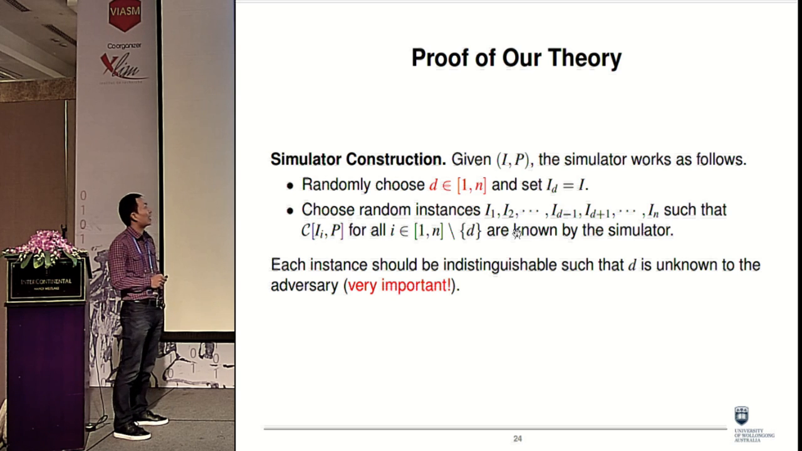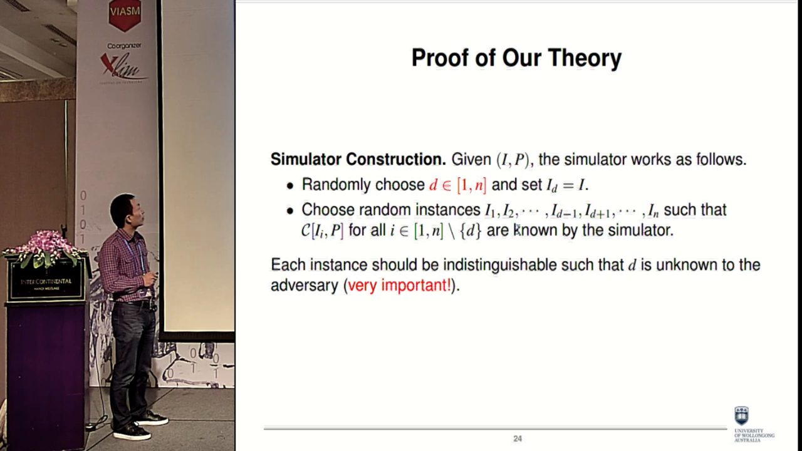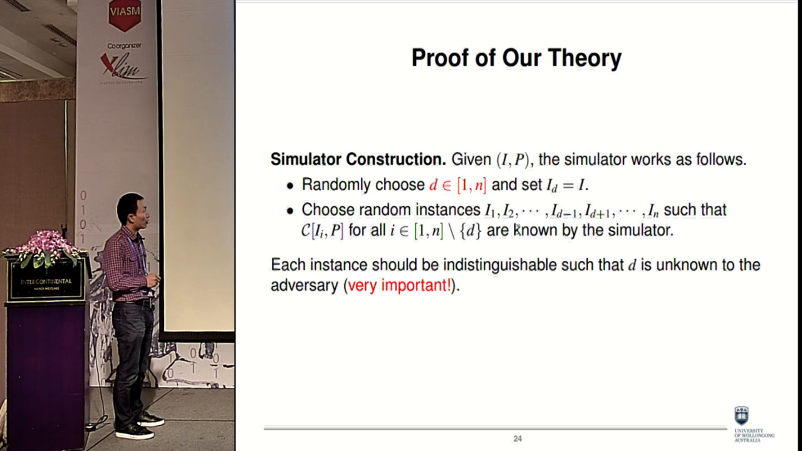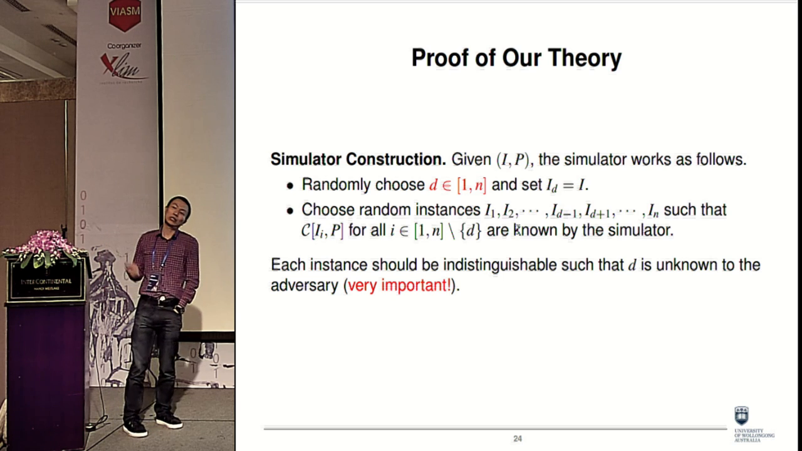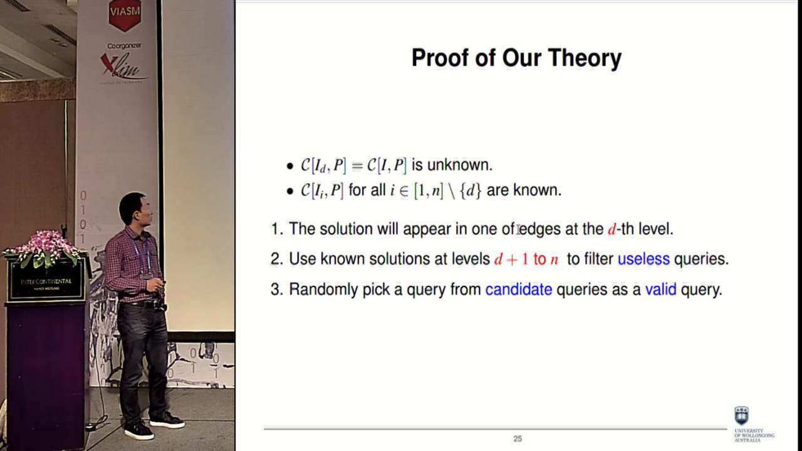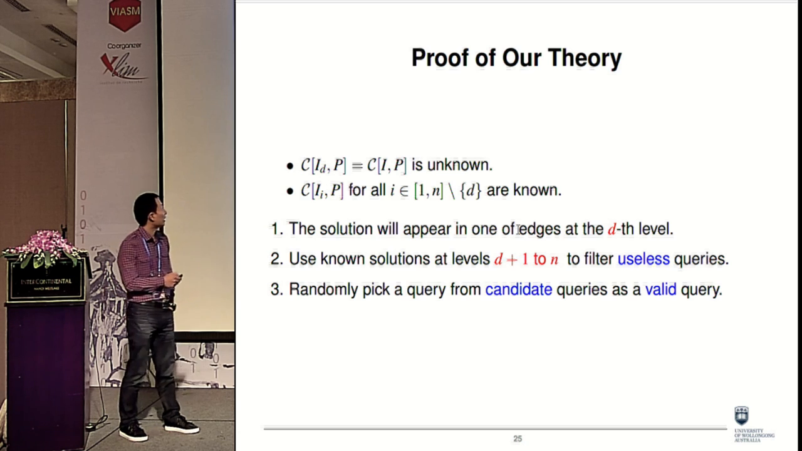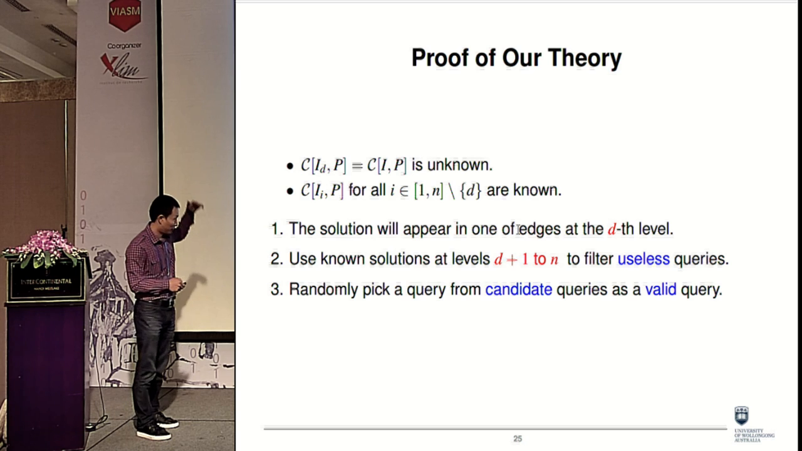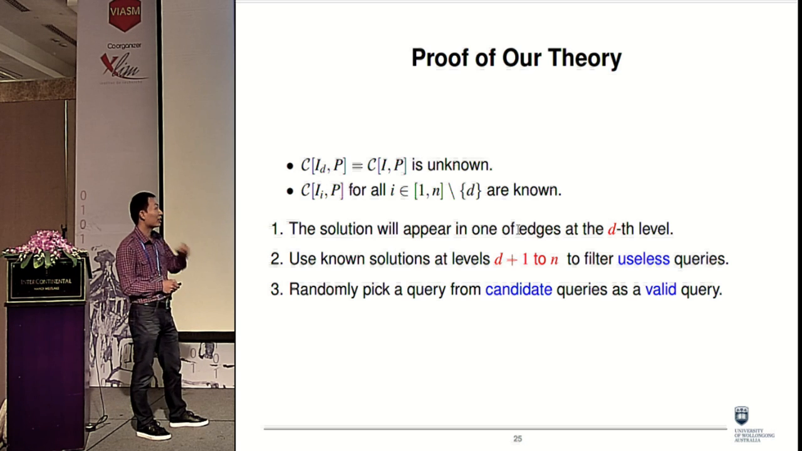Okay. Given an instance, the simulation will just work as follows. The simulator needs to choose a random integer d in 1 to n and set instance d equal to I, okay? And then we randomly choose other instances such that all other solutions are not known by the simulator. It requires that each instance should be indistinguishable such that d is unknown to the adversary. This one is very important in the security proof. So the solution of instance d will appear in one of the edges at level d only, and we will use known solutions from levels d+1 to n to filter useless queries.